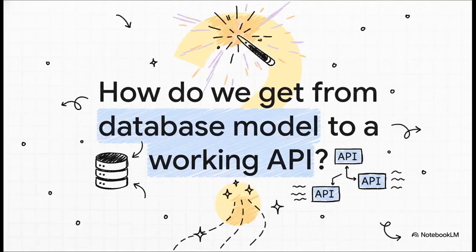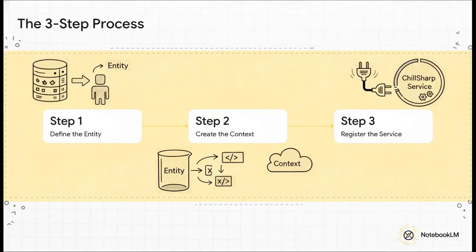So the big question is, how did we do this? How do we go from a simple database model to a fully working API with almost no code? Well, as you're about to see, it's way simpler than you might think. You know, the crazy part is it all comes down to just 3 simple steps. First, you define your entity. Then you set up your database context. And finally, you just register the service. That's it. Let's break them down one by one.